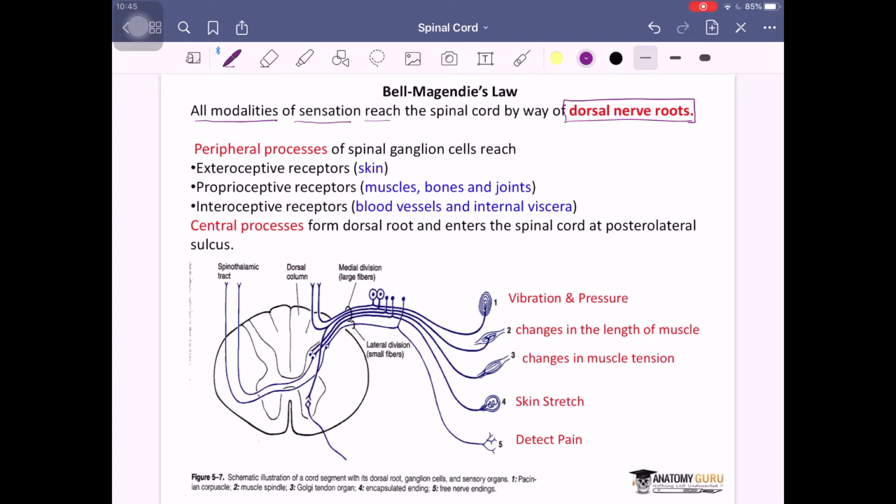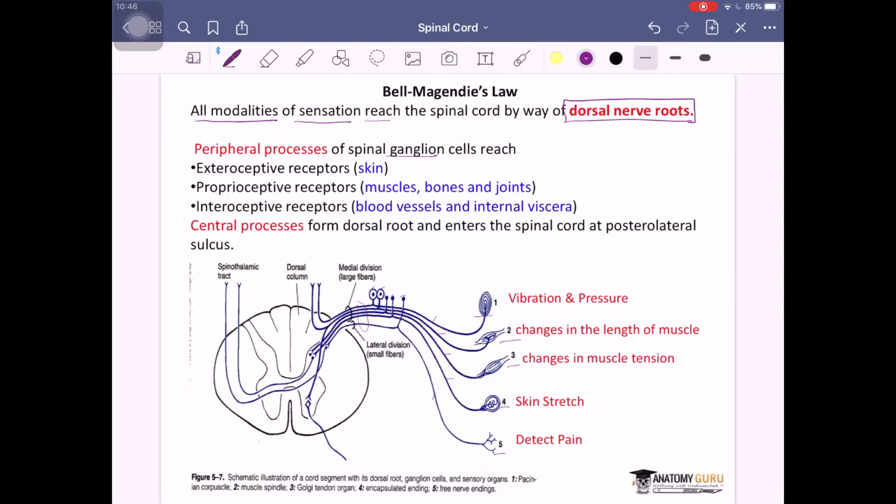Now you can see the peripheral process of the spinal ganglion cell reaches all these receptors. Multiple are shown here. The round ones are your cell bodies, all these are your peripheral processes, and these are your central processes on this side. These peripheral processes are coming from different receptors or sense organs. You might have studied this in your physiology also.